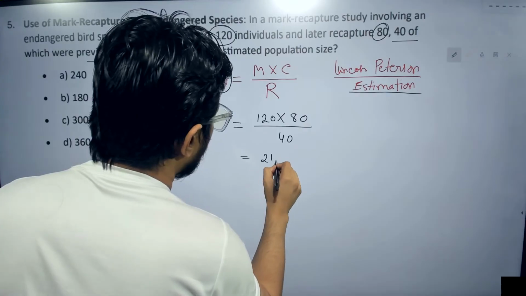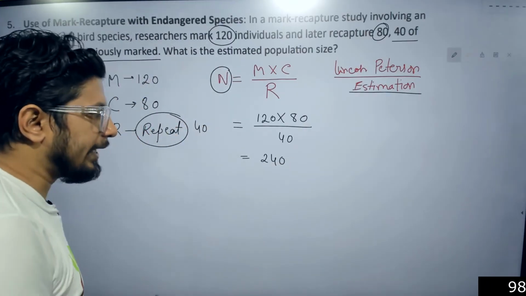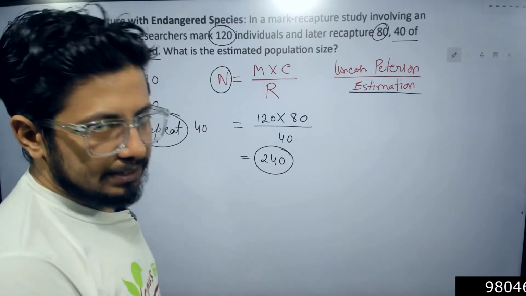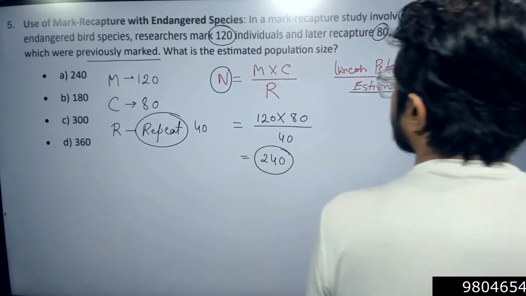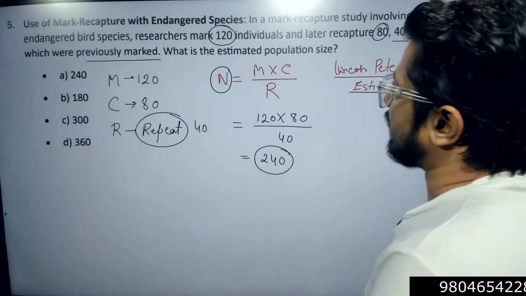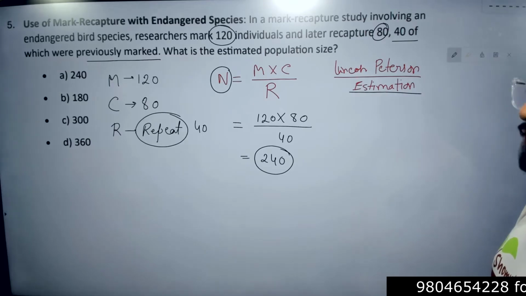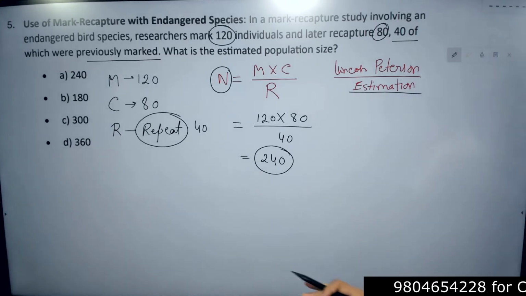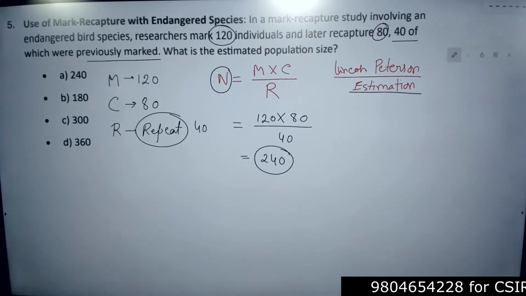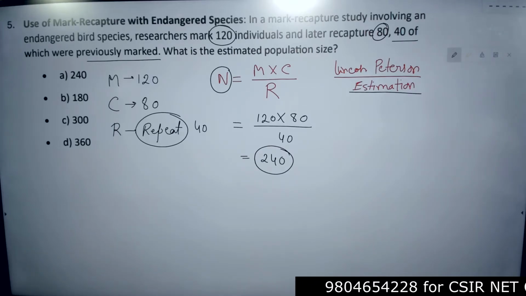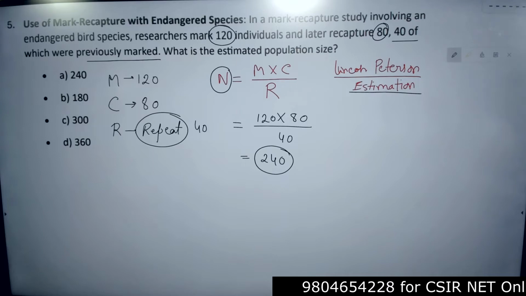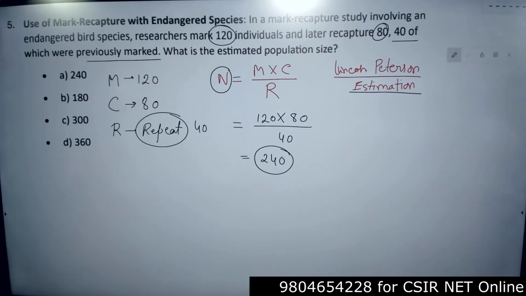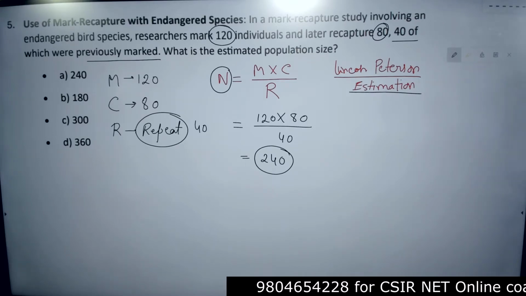So that will be 240, right? So 240 would be the answer here, 240 should be the size of the population of birds. So the birds they are working with in this question, according to this question, how many? 240 birds. Because of the simple calculation of mark recapture, we get the answer. Okay, that's how easy it is.